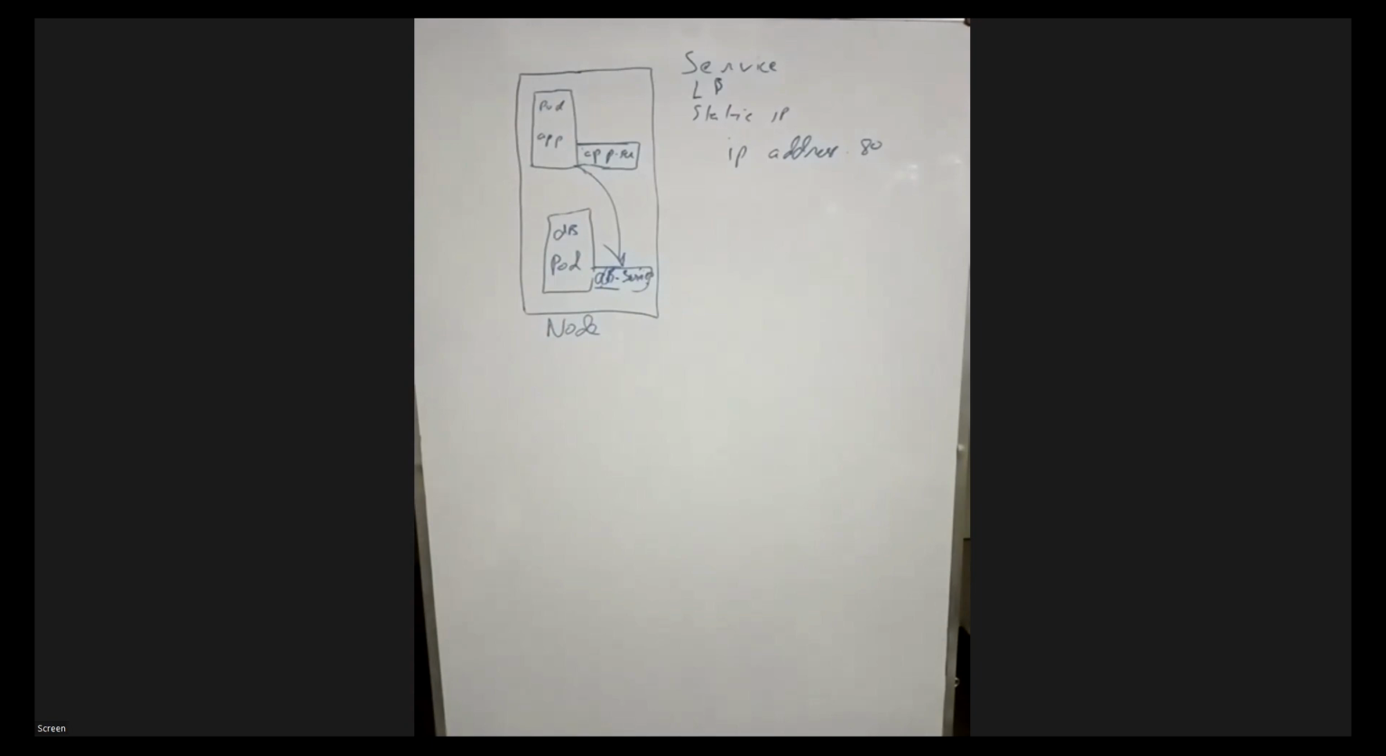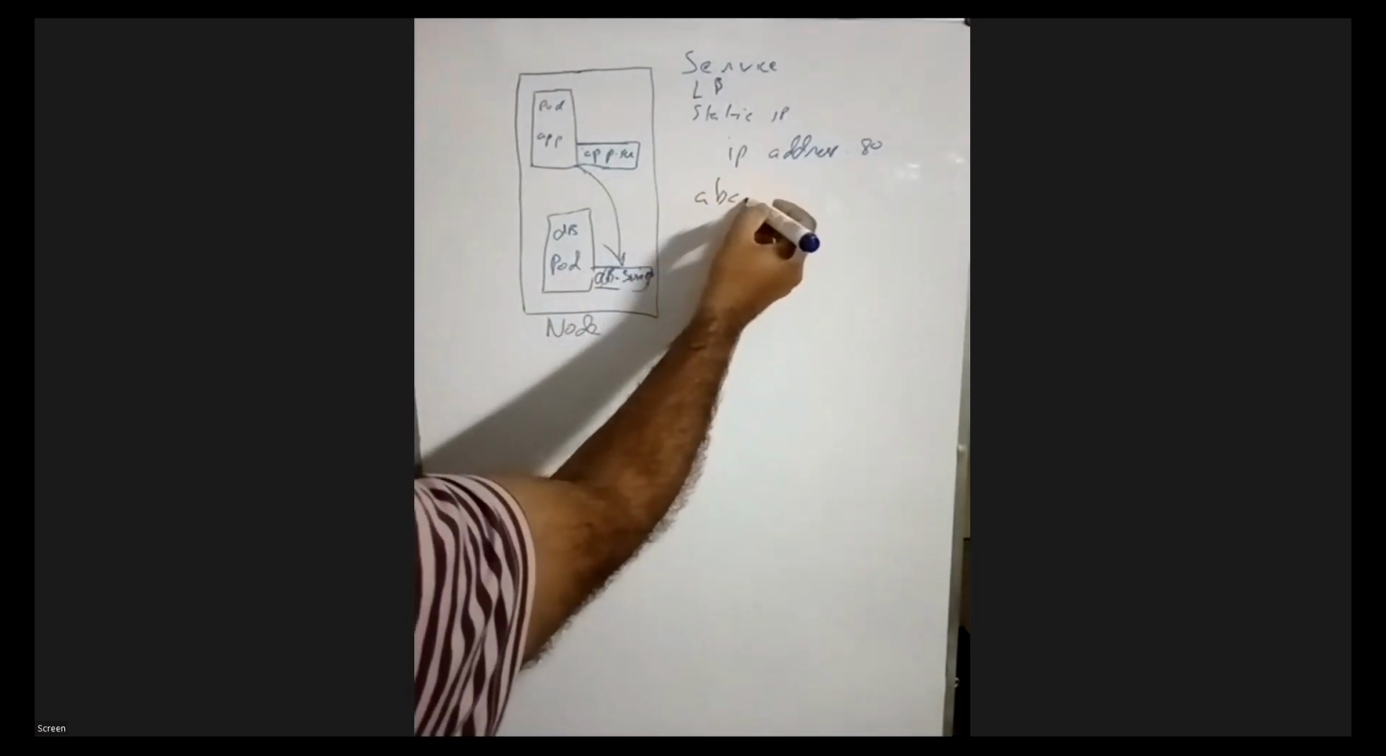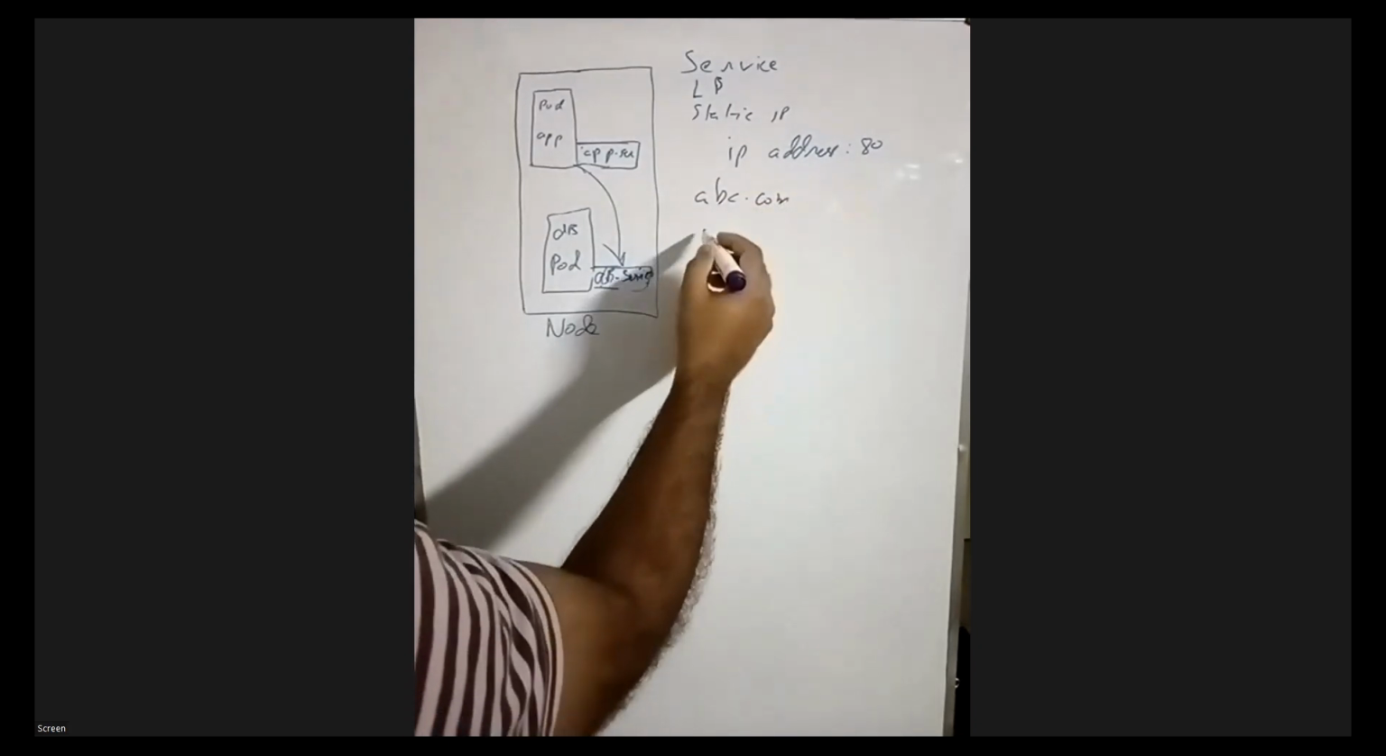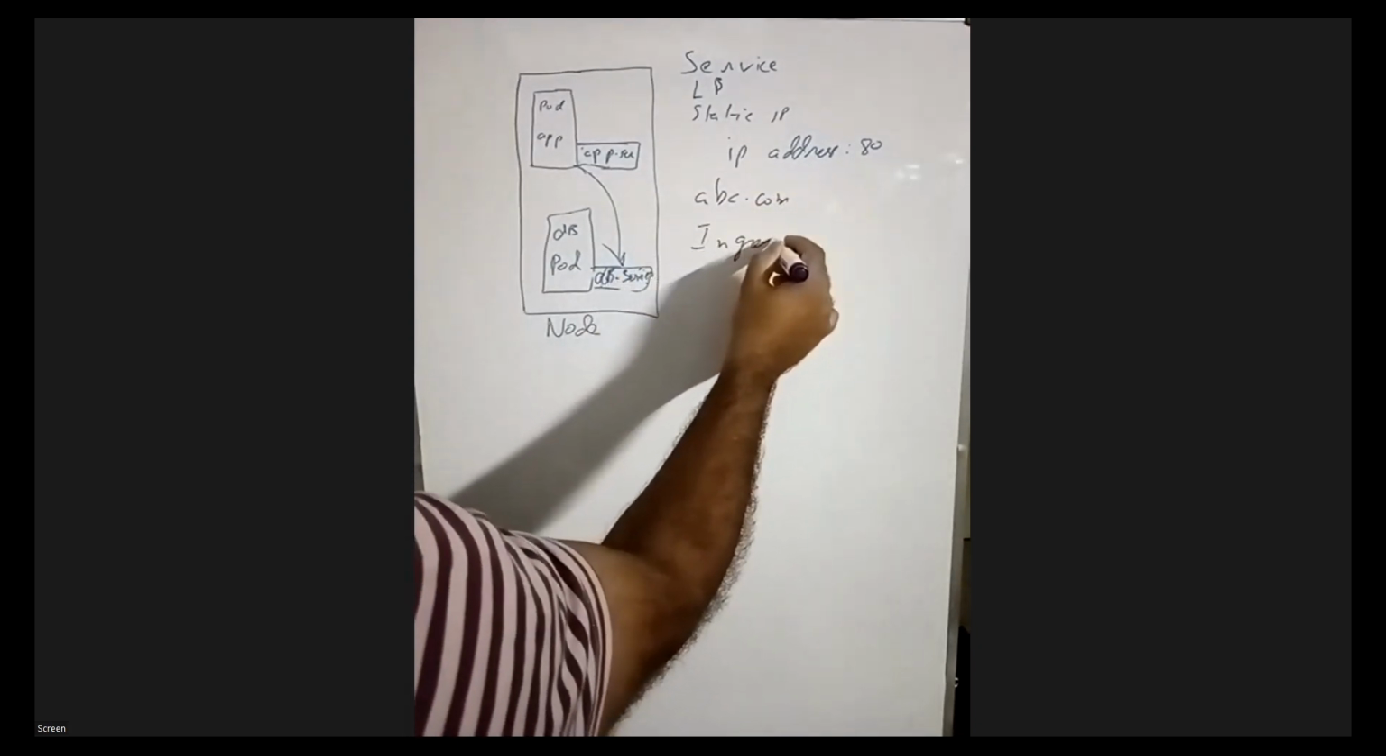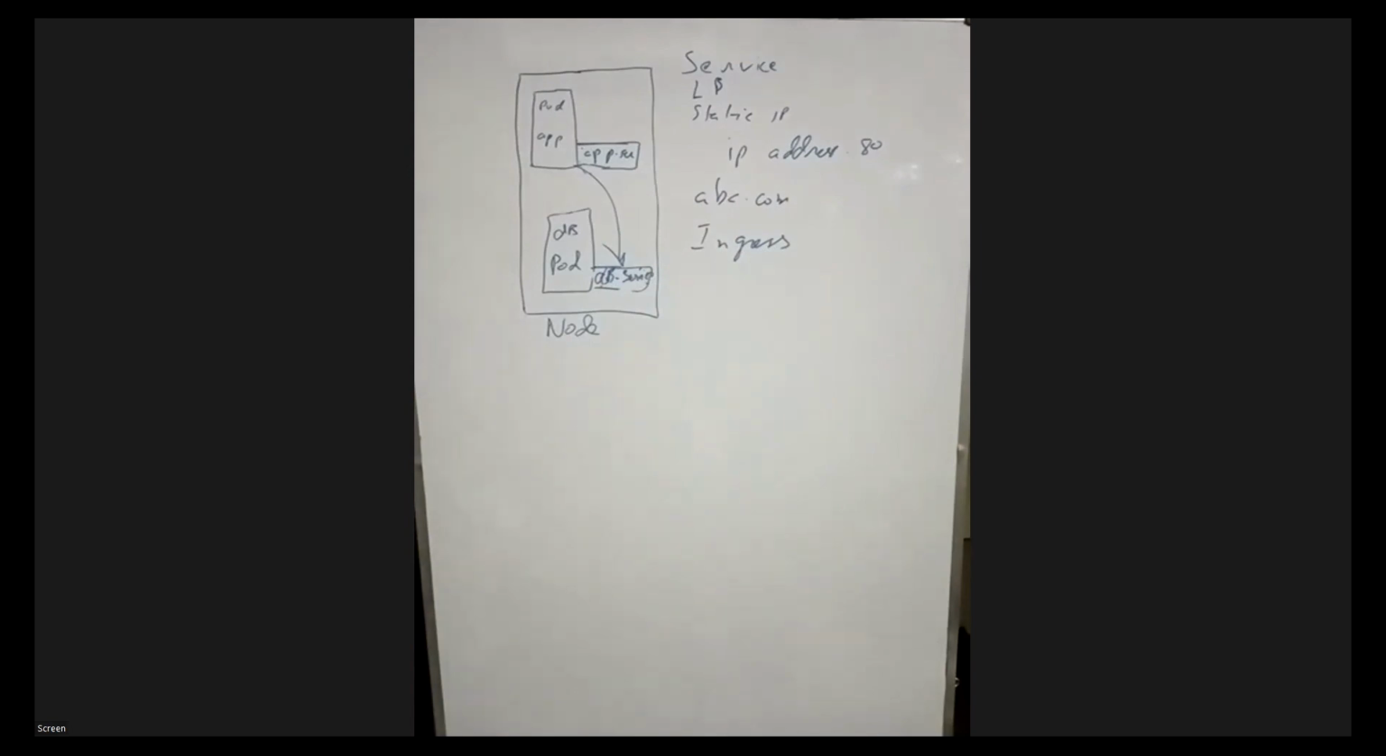But if we want, sorry, if we want that our app has some URL like abc.com, then we use the module ingress. So the flow will be, and further we discussed internal services and external services.